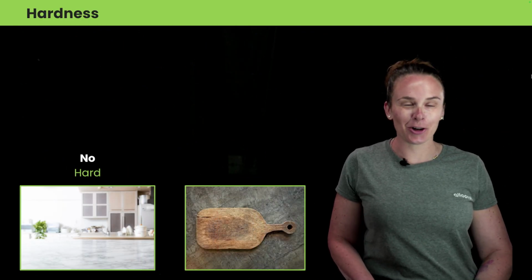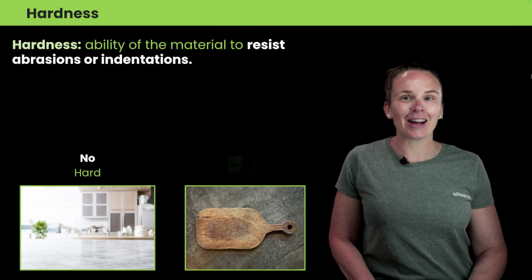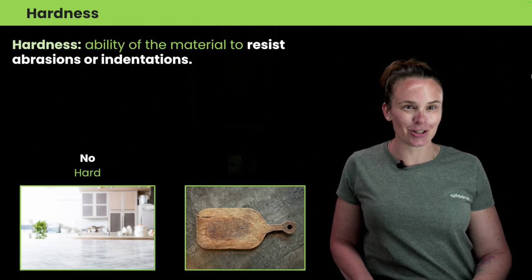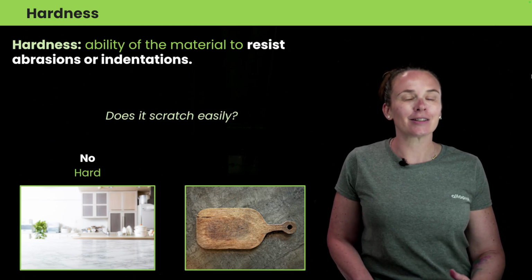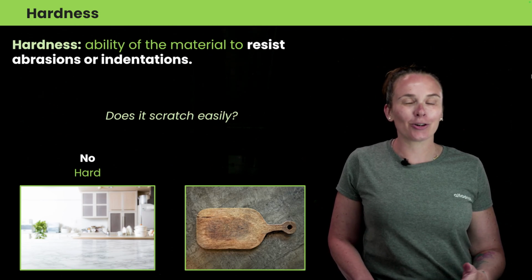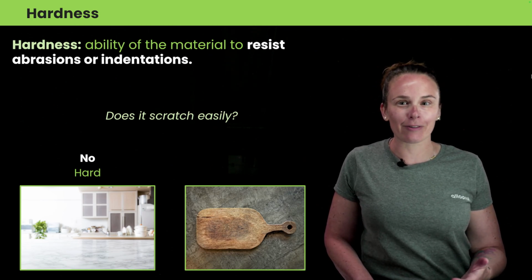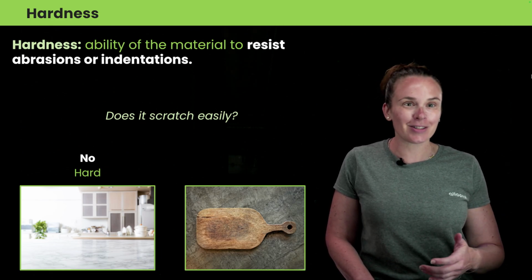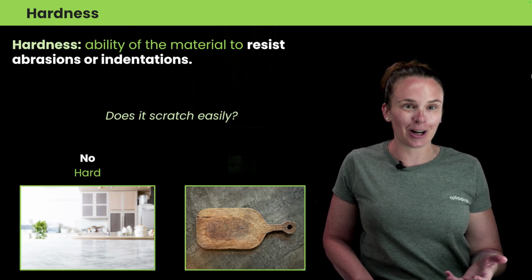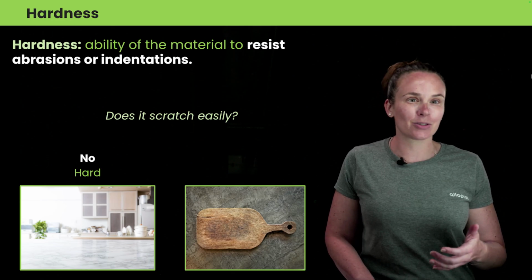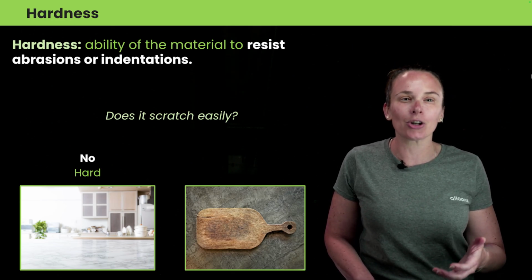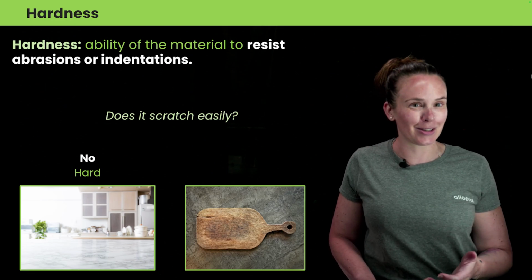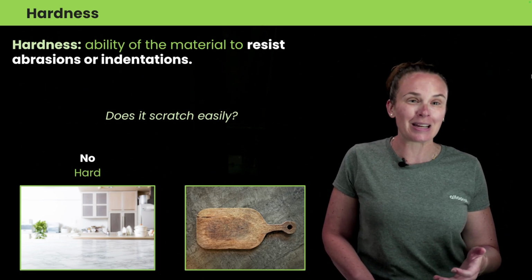Our next mechanical property is hardness. And hardness is the ability of materials to resist abrasions or indentations. So we ask ourselves, does it scratch easily? And so when something is considered hard, like for example, a granite countertop or a marble countertop, over the years and years and years that you might have that countertop, it resists scratches and indentations, and it still looks new. It is considered hard. A diamond is also considered hard. It doesn't scratch or chip easily.